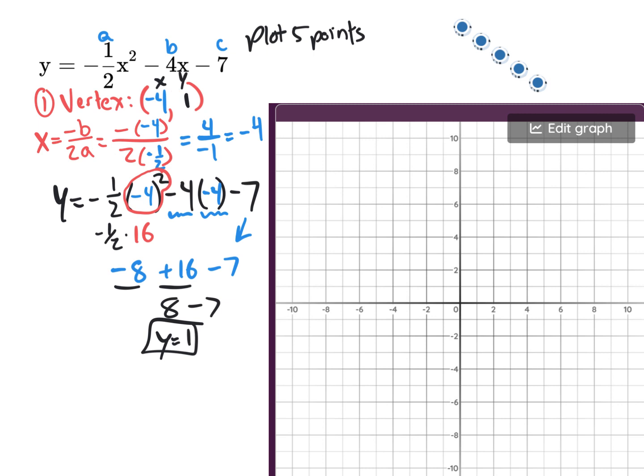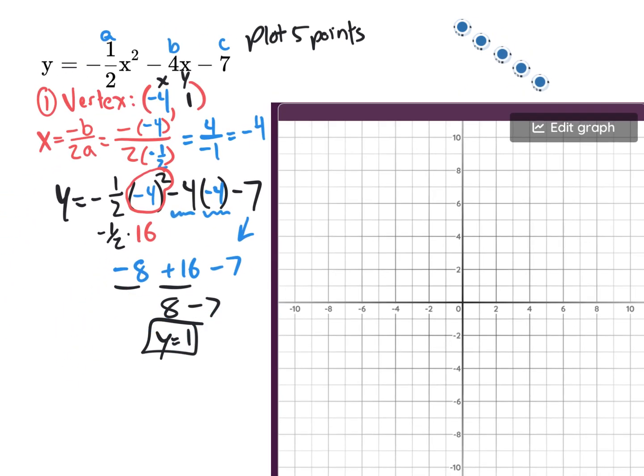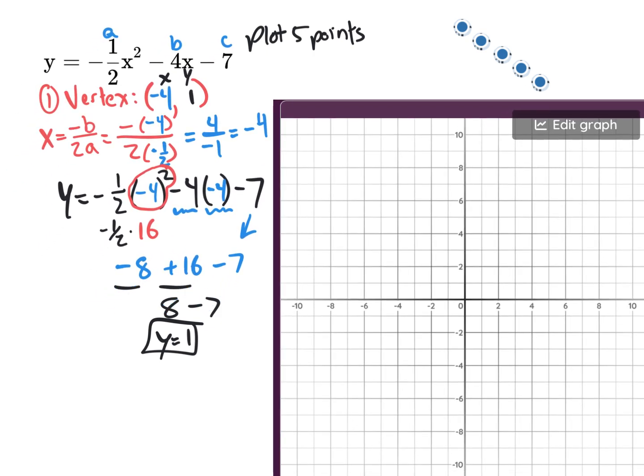So on the XY plane, on Quizizz, you're going to move your cursor. Man, it's not working.